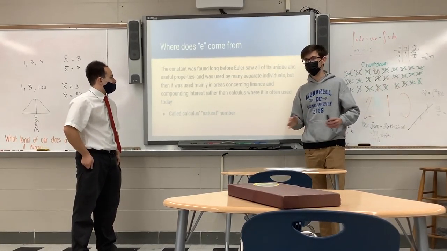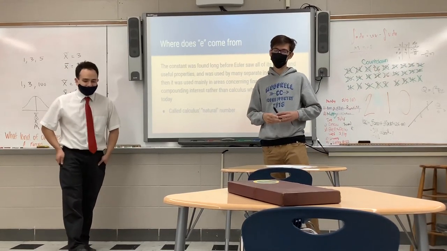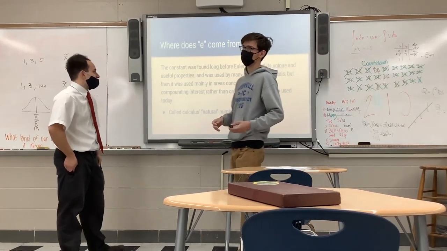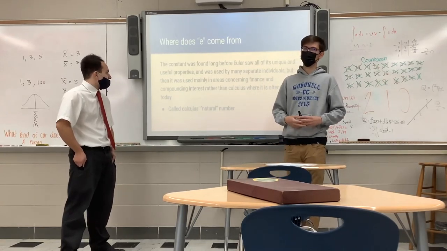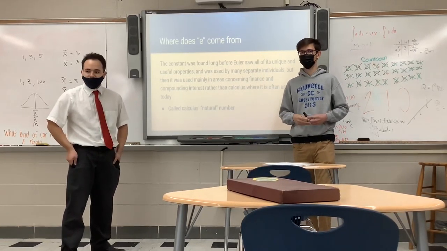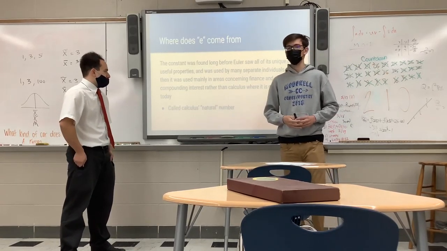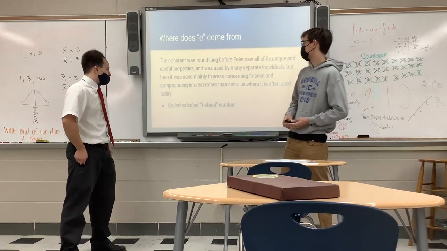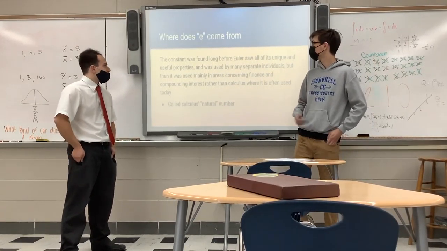It has a horizontal asymptote, and it goes to infinity. All right, where does e come from? E was discovered by Euler, but not really, because it was used a lot before Euler used it, but mainly in economics where they're trying to calculate exponential growth. But Euler discovered all of the calculus properties of the number, which is why it's called a natural number.